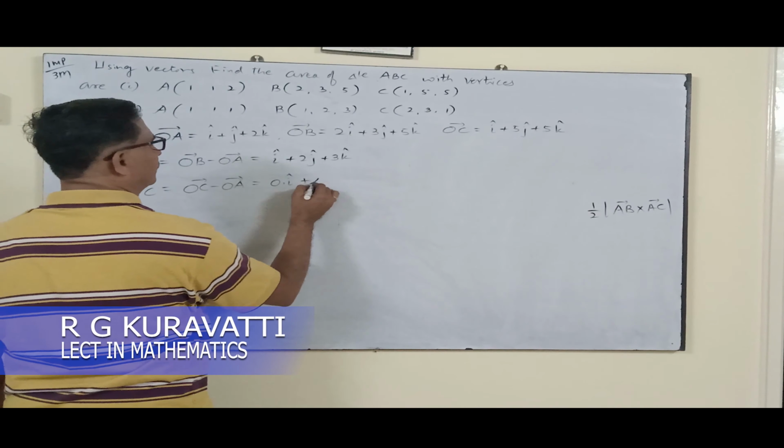This is AB cross AC. Then the magnitude of AB cross AC is equal to the square root of minus 6 squared, 36, minus 3 squared, 9, and 4 squared, 16. How much? 36 plus 16 is 52, plus 9 is 61. Therefore, the area of triangle ABC is equal to the formula 1 by 2 into the magnitude of AB cross AC. That is 1 by 2 root 61 square units. That is a 3 mark question.